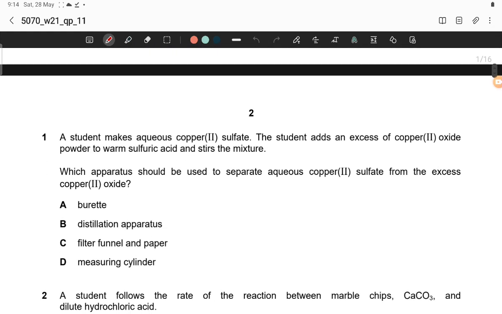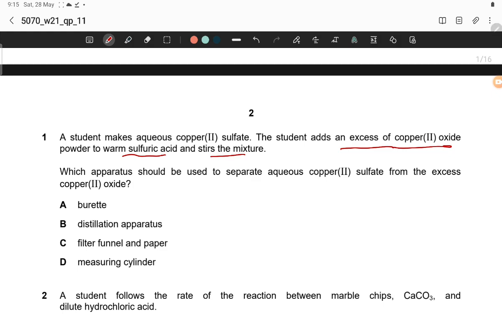Let's start. A student makes aqueous copper(II) sulfate. The student adds an excess of copper(II) oxide powder to warm sulfuric acid and stirs the mixture. Which apparatus should be used to separate aqueous copper(II) sulfate from the excess copper(II) oxide?